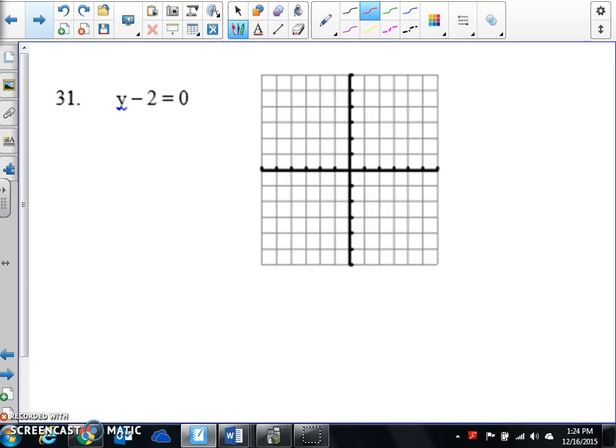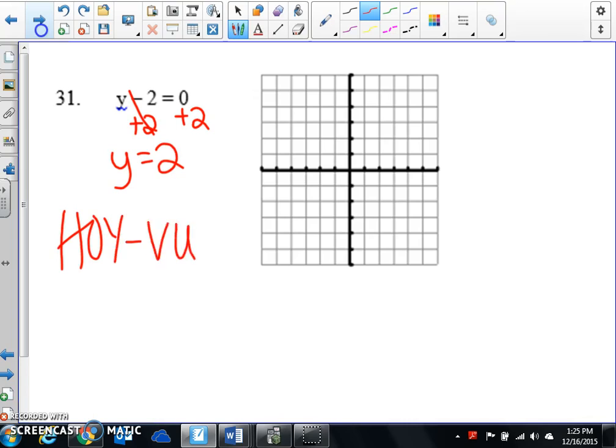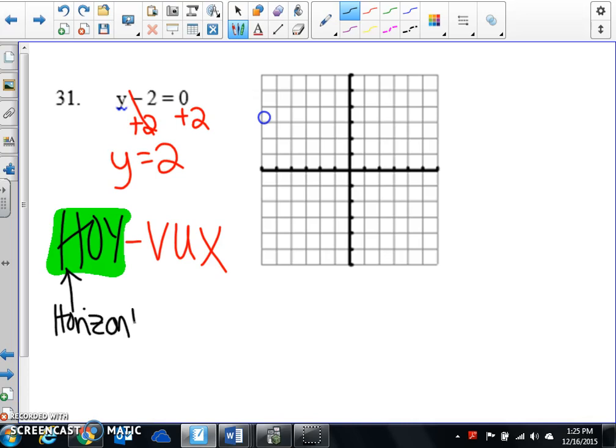All right, so I need to get y equals, so I add 2 on both sides, giving me y equals 2. So HOY-VUX, y, so I look at the HOY, H stands for horizontal. So I'm going to go to the y-axis to a positive 2, and I have a horizontal, which is side-to-side line.